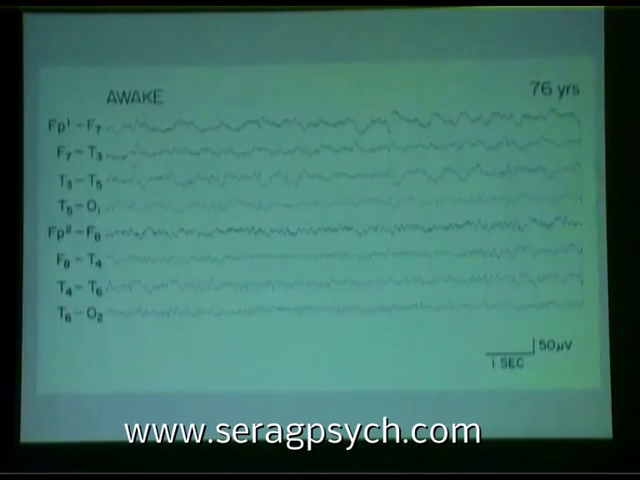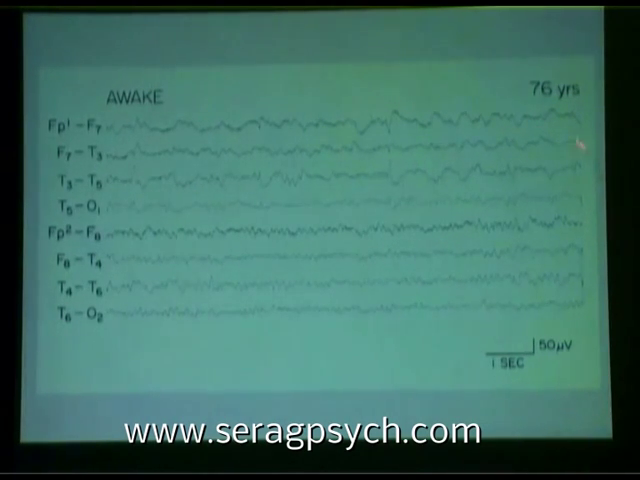Okay. Now, notice that even in the elderly, you can see focal abnormalities. This woman is 76 years old. And in the elderly, you have to remember that some will normally have some slow waves in the temporal lobe. So this right temporal lobe has slow waves in it, but at age 76, that's maybe not too bad. That's all right.